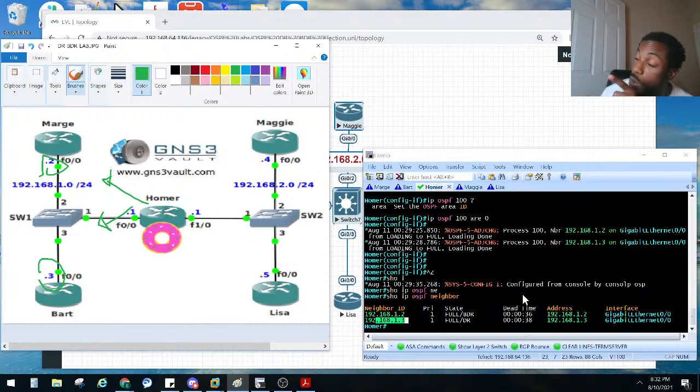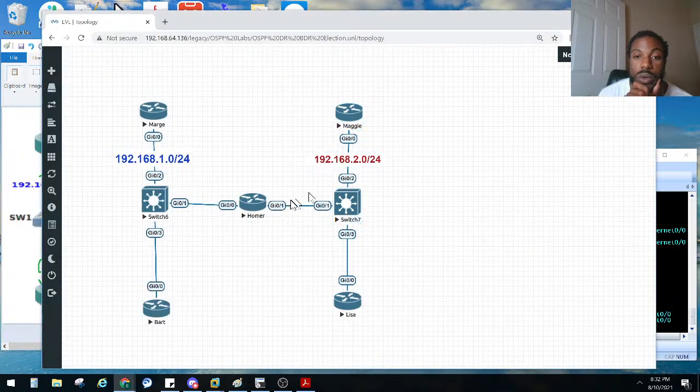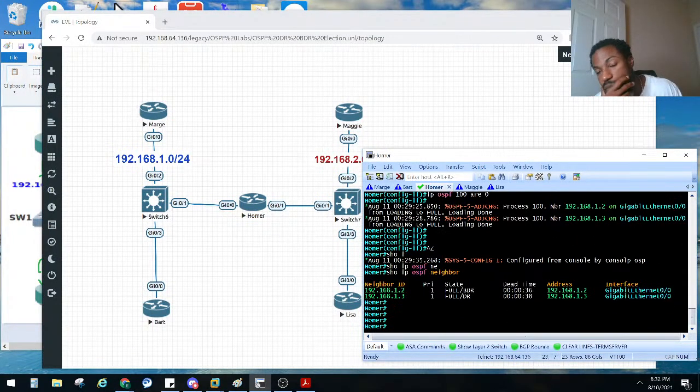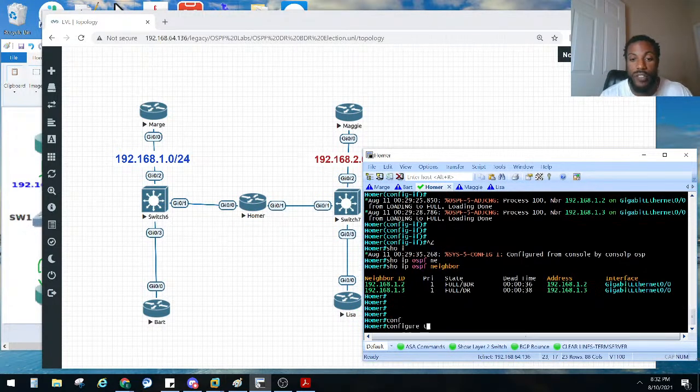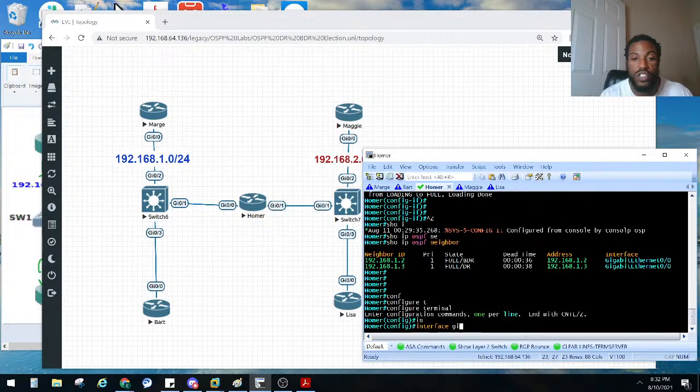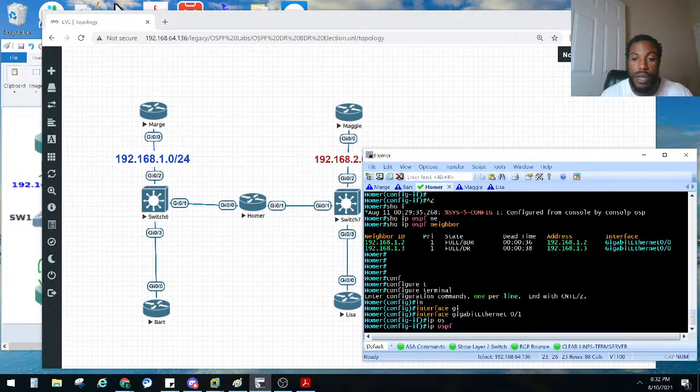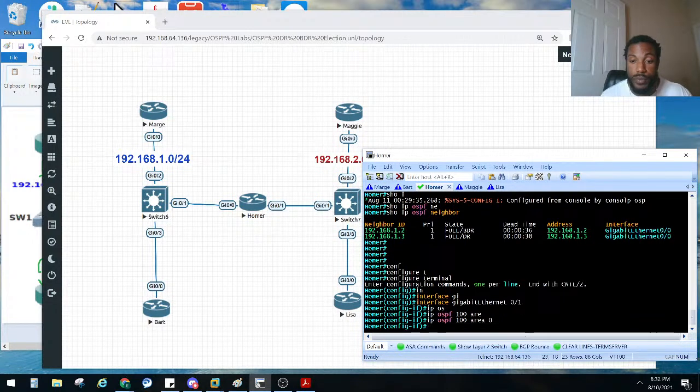So you see, there's a different way to do it with the interface. Let's do interface specific on this as well. That's GI01, and we'll put process 100 as well. So we go back to global config mode, and we say interface GI01, IP OSPF process 100, and then area 0. And then, can you do that? Yeah, you can.